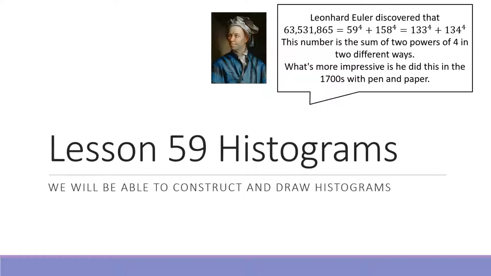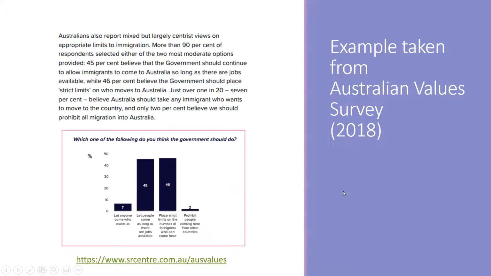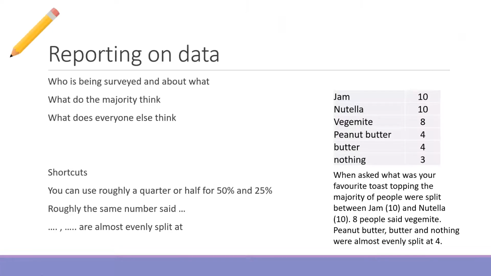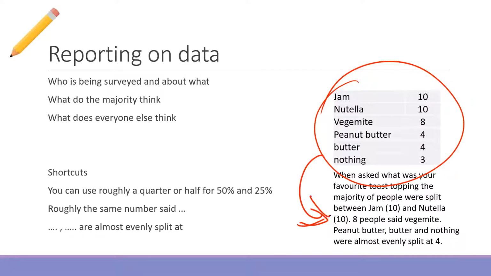So before we get into histograms, let me just double check what we did last lesson. Last lesson, we did reporting on data. Reporting on data was looking at our frequency tables and learning how to turn these frequency tables into massive slabs of text, which actually sounds kind of pointless. But the reason that we do that is because not everyone can interpret these things on their own. Sometimes you need to analyze them for people.